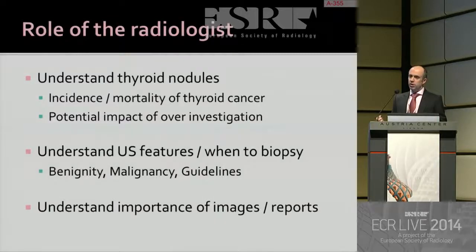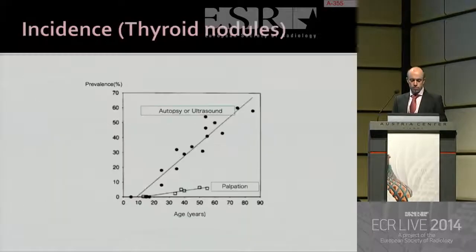And then we need to understand, as a radiologist, the high importance of our images and reports. We need to produce accurate images. We need to give good, accurate reports, hopefully assessing the cancer risk of nodules, in order to set us as radiologists at the forefront of imaging of thyroid nodules, because there are a large number of other specialities involved in thyroid nodule ultrasound now, and I feel it's very important for us to place ourselves at the top of that tree.